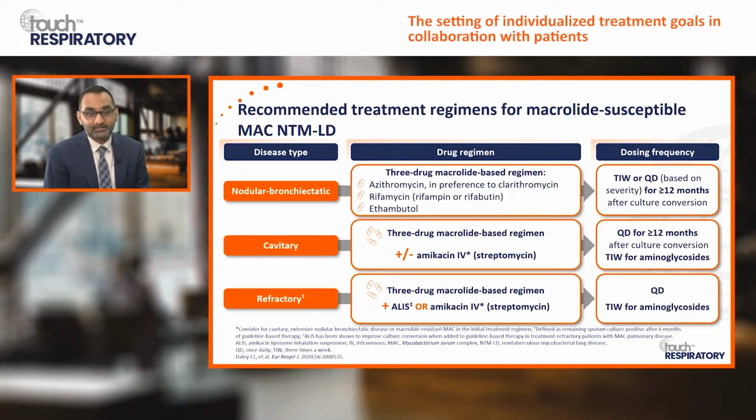For cavitary disease, again, we start with the same 3 drugs, plus or minus IV amikacin based on the severity of the disease. We normally do this every day for 12 months after culture conversion, and 3 times a week for the IV amikacin. For refractory NTM, which is normally defined as sputum cultures that are still positive after 6 months of guideline-based treatment, we continue the same 3 drugs, plus inhaled liposomal amikacin is an option for patients with refractory NTM. Again, these are given every day.